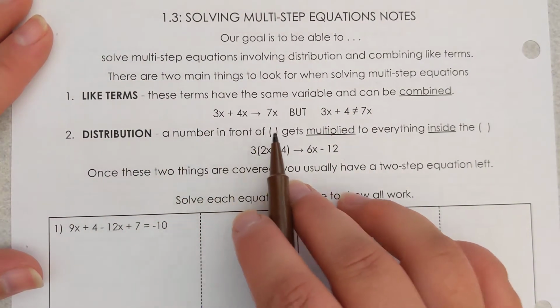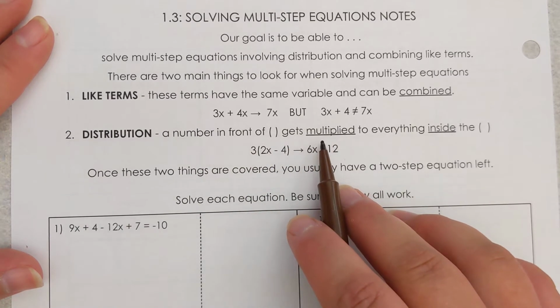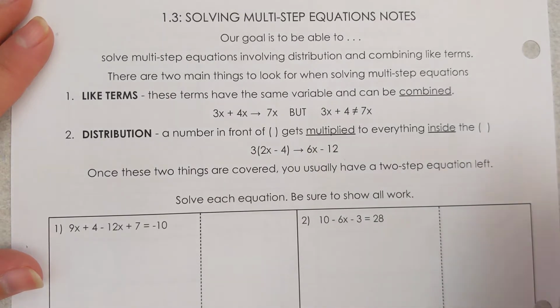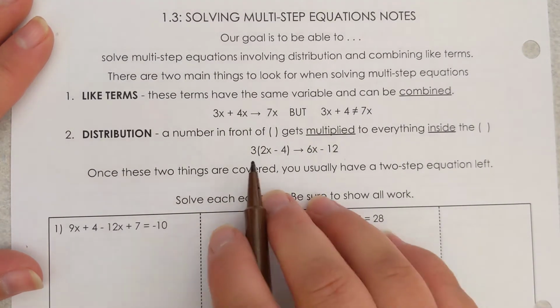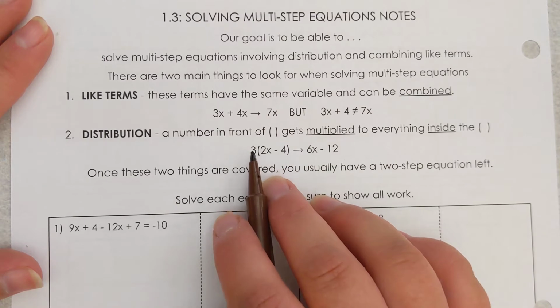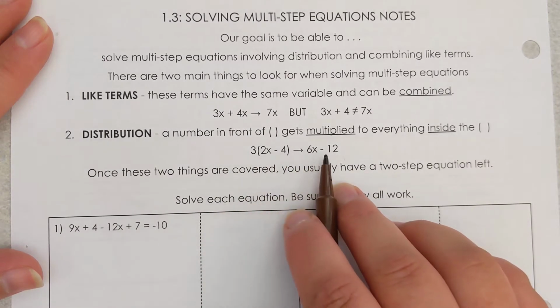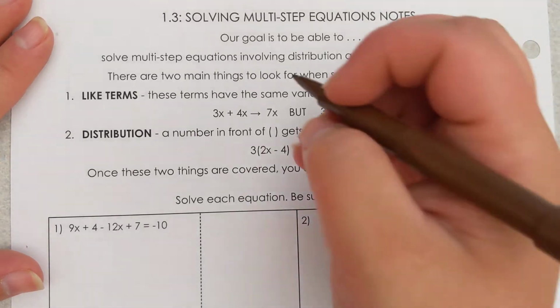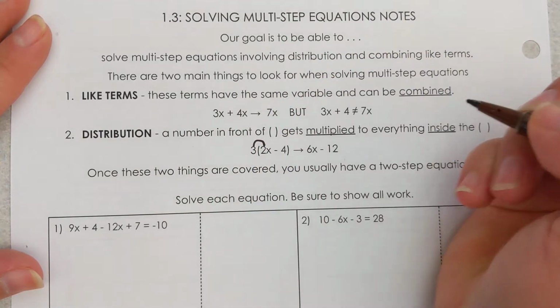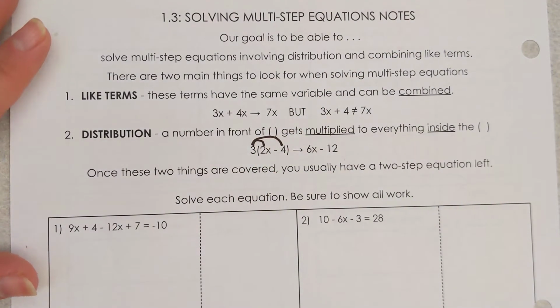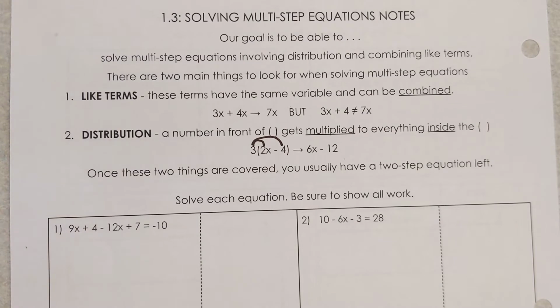If there is a number in front of parentheses, it gets multiplied to everything inside the parentheses. Multiply to the inside. Okay, so for instance, this 3 times 2x is 6x, and 3 times negative 4 is negative 12. A lot of times you might have seen this like this. Some of you will call those the loopity-loops, some people call them the arches, the rainbow, whatever you want to call it. That's what you need to do.